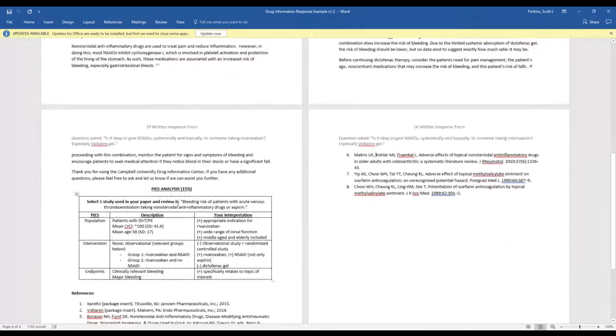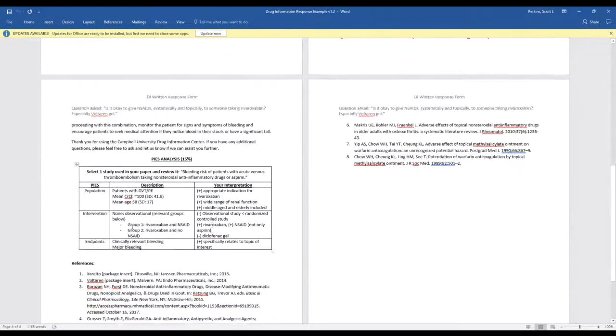Then we have taken one of our studies, and that's what I suggest you do. Even if you use 2 or 3 studies, just find one study that you can review and show me that you've looked at the population, the intervention, and the endpoints, and you found relevant things in that. So I've looked at the fact that these are patients with DVT and PE. I've said that these are patients who would be appropriate to be on rivaroxaban.